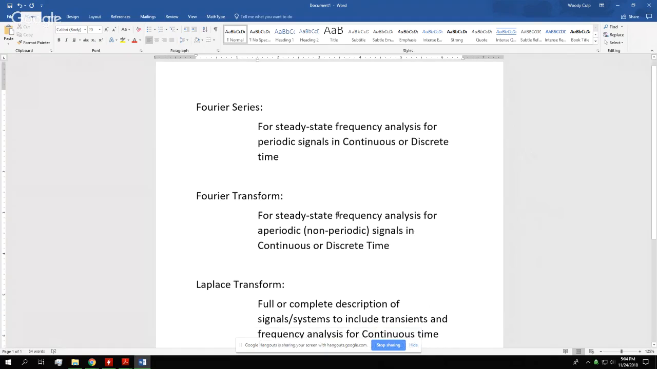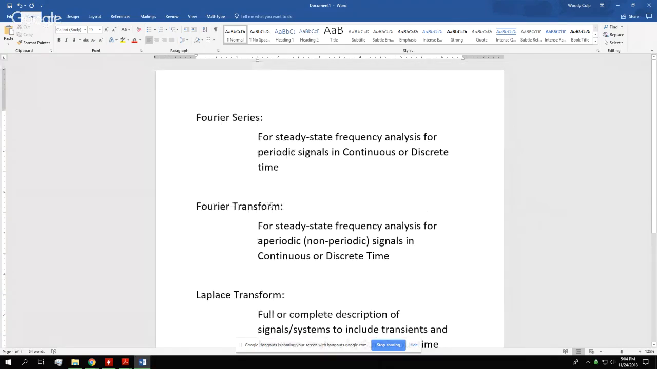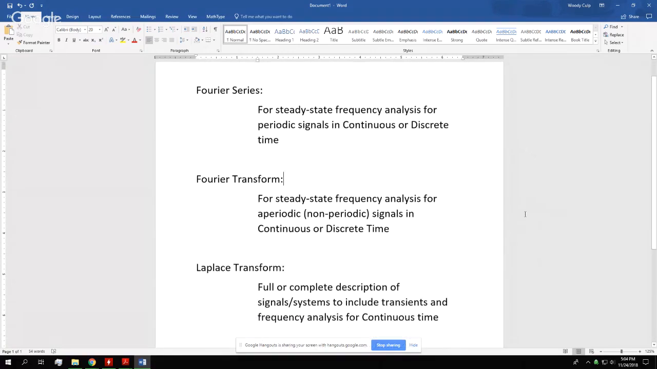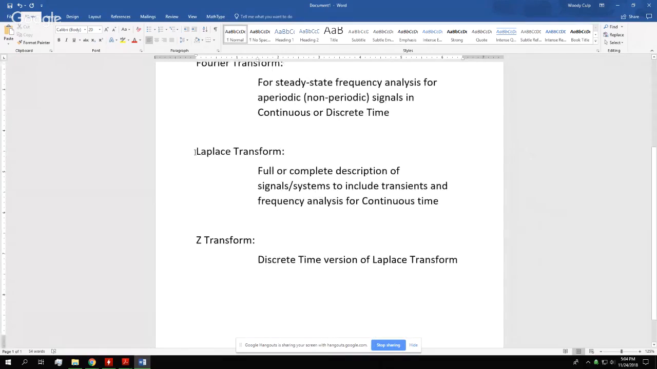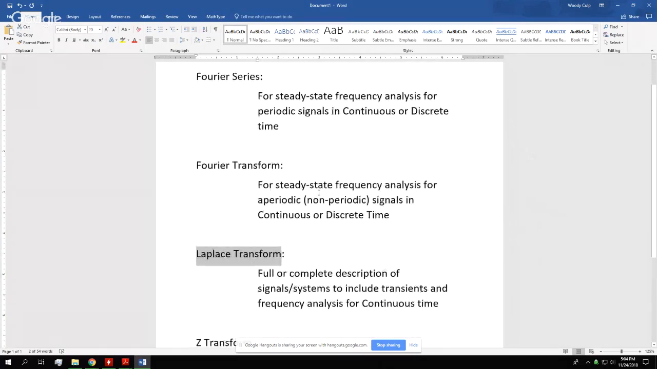And so our Fourier series and Fourier transforms do not include transients. They only give you the results for a steady state. But later in the semester, after the midterm, we started learning about Laplace transforms, and then after that, Z transforms. So the Laplace transform is the exact same thing as a Fourier transform, except that it includes your transients, so you can get a full, complete description of your signals and systems.